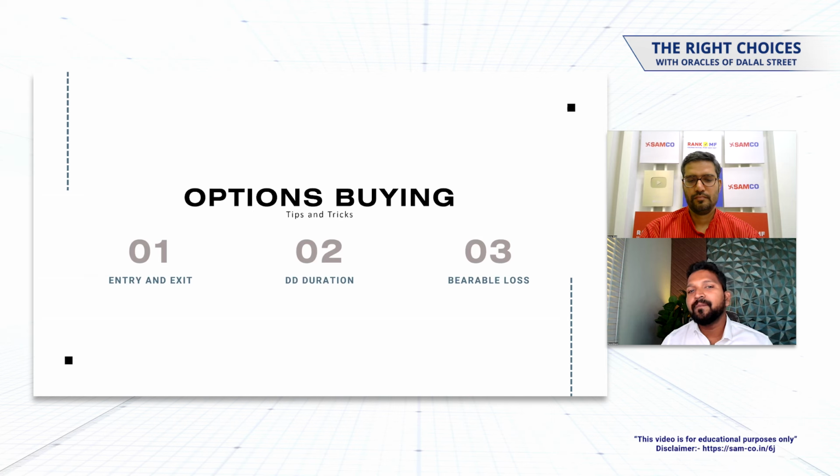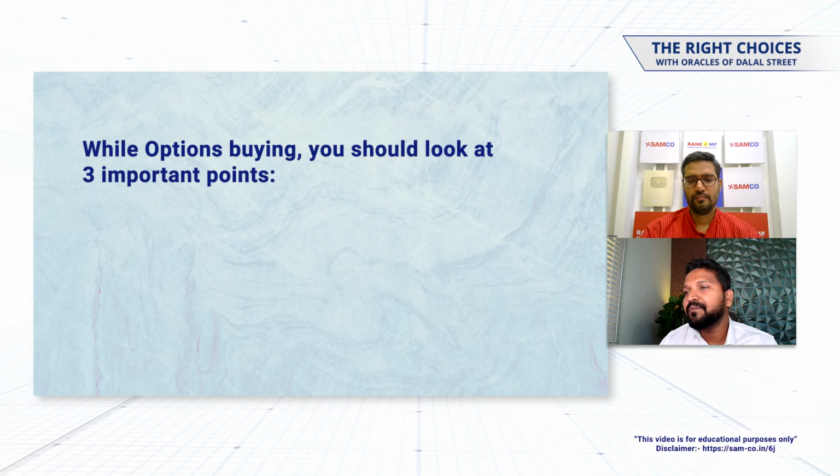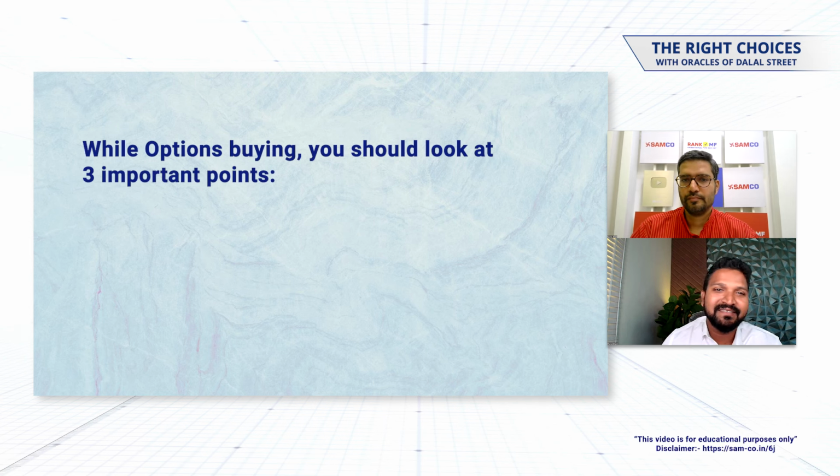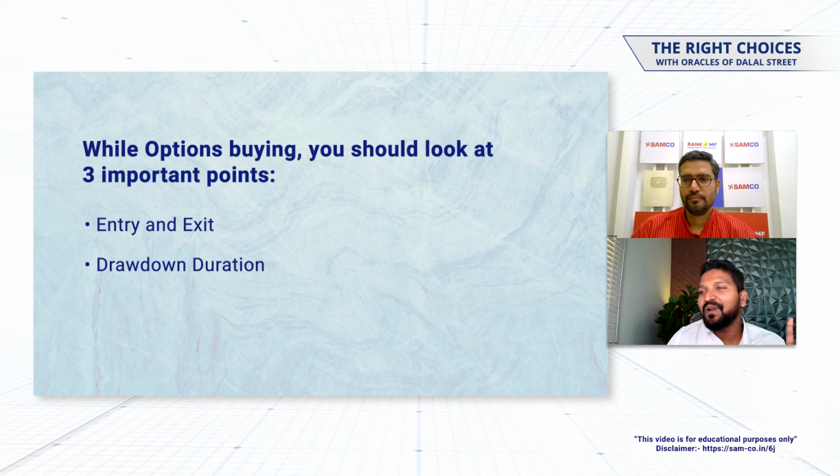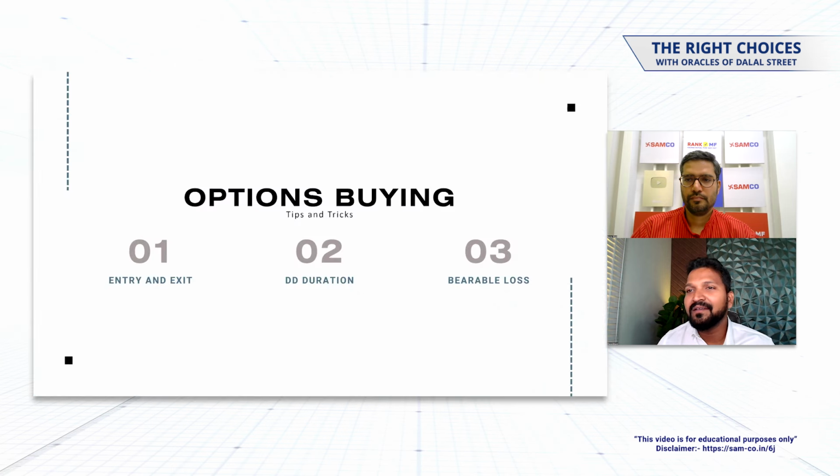Now, whenever it comes to option buying, we need to understand only three important things. First one is the proper entry and then the exit. The second one is the drawdown duration. The third one is the bearable loss. These are the 3 points you need to understand if you are going to become an option buyer.